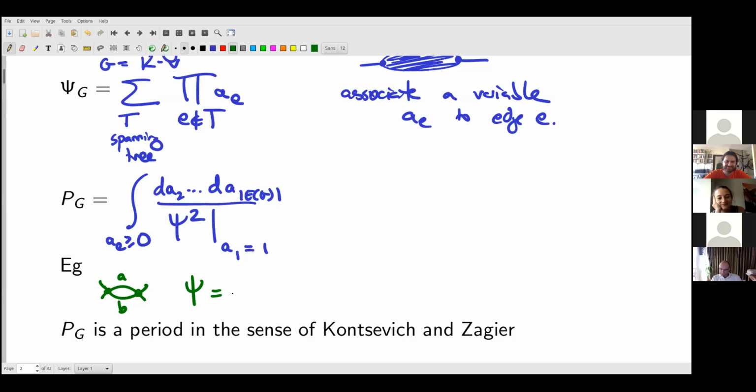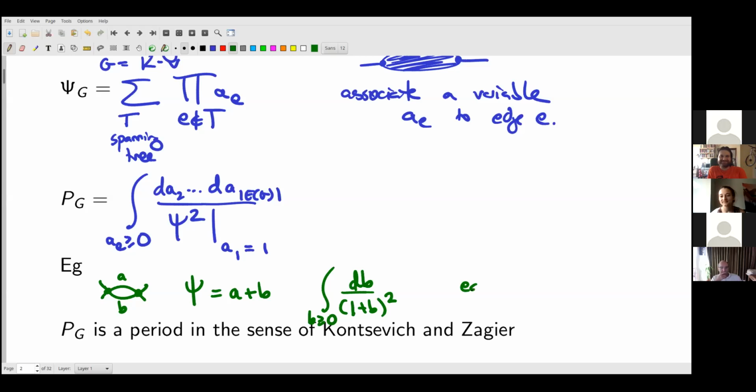Or what's a spanning tree of this graph? Is it A plus B, the polynomial? Yeah, it's a plus b. And then you would have an integral that looks like this. Well, I guess a plus b squared. But I said to set one of the variables to 1, so I get rid of that, and I just have a 1 plus b squared, and I'm going to integrate that b greater or equal to 0, db. Okay, and that's just a calculus exercise, so you could actually do that.